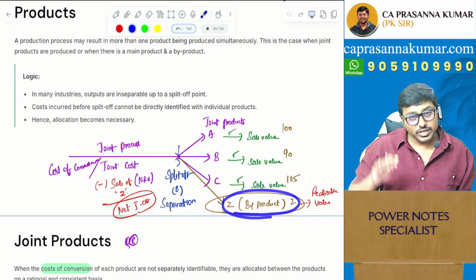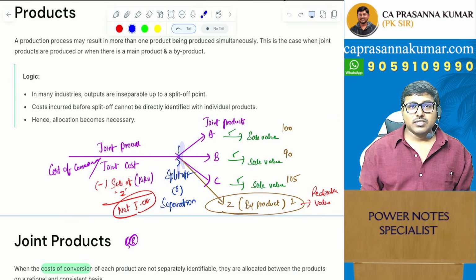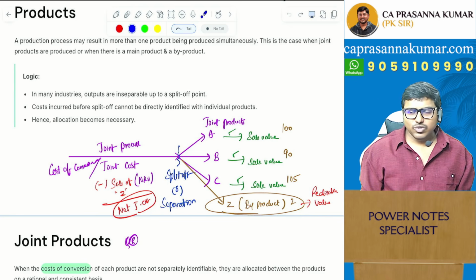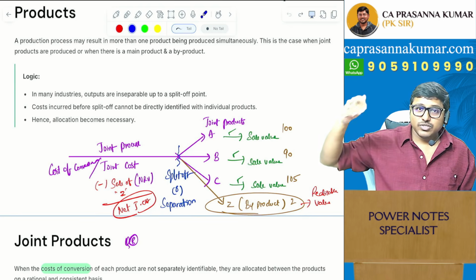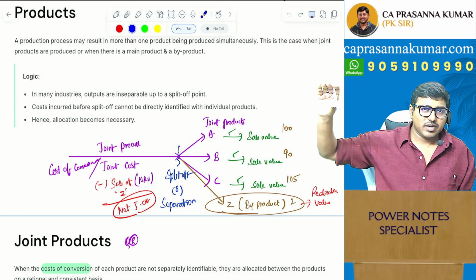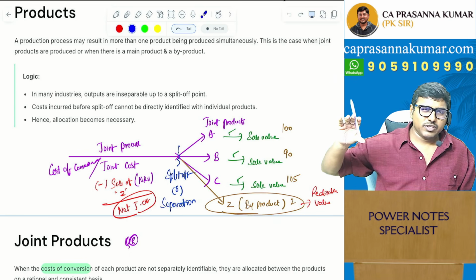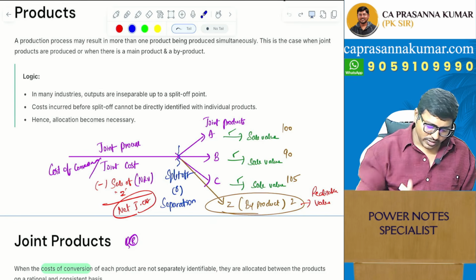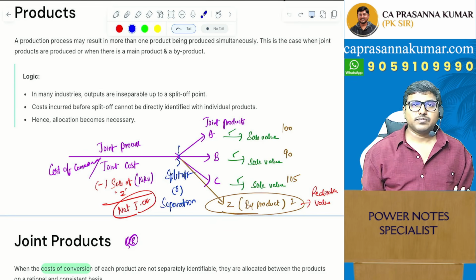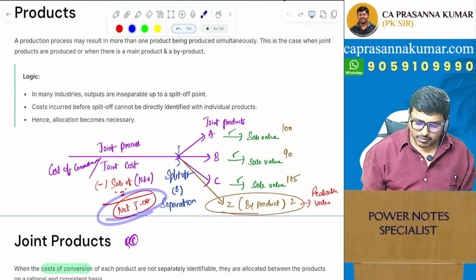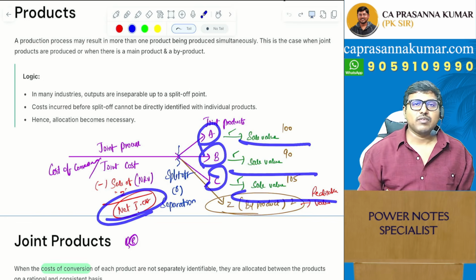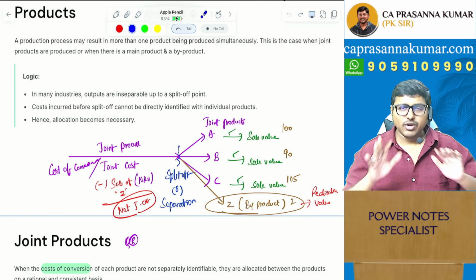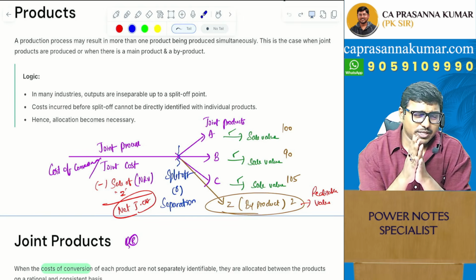Sometimes Z can be sold immediately after the split-off point. Sometimes Z cannot be sold immediately. You need to further process and then sell. Then what will you do? Very simple. After further processing, if you sell the byproduct, take the sales revenue and then reduce the further processing cost. Then there is a net amount that you will be getting because of the byproduct. Now you reduce it from the joint cost. That is the trick. And the net joint cost will be apportioned to joint products in the ratio of their sale value. Got the point? So the final summary of the joint and byproducts concept with respect to Ind AS 2 is very simple.